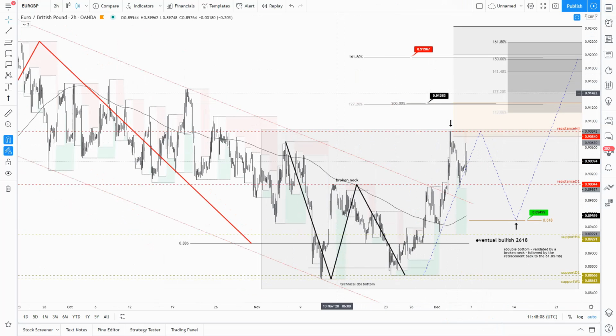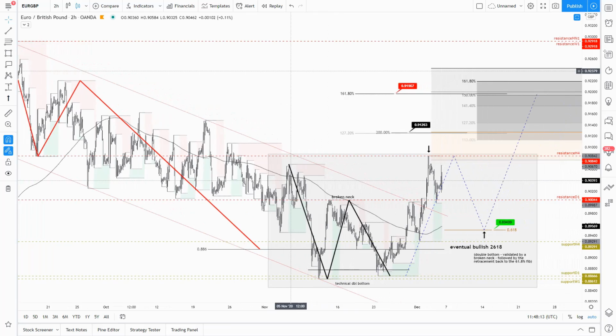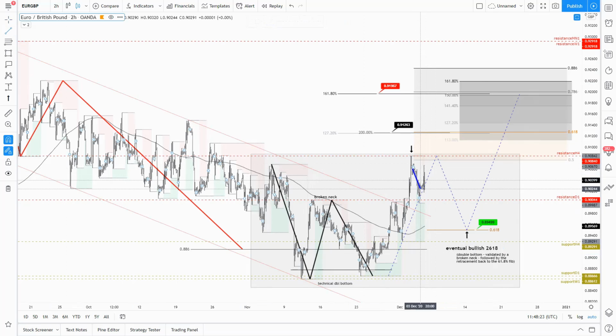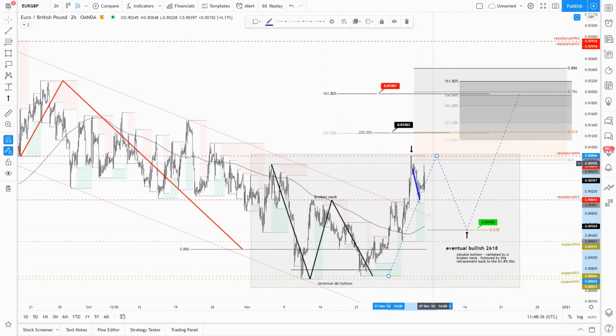Now, euro versus the pound, actually, I shared this as a potential or eventual bullish 2618 trade setup. At that point yesterday, we were approaching the daily resistance, turned it into a support. This is also the broken neck for the technical double bottom, so I will not be surprised to see the price ignoring this event and trading even higher without forming that pattern below.